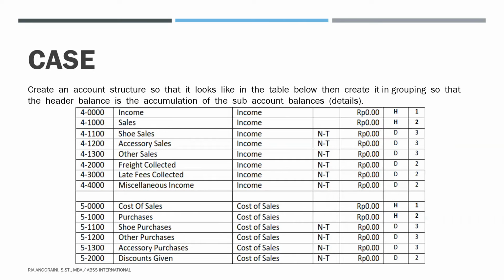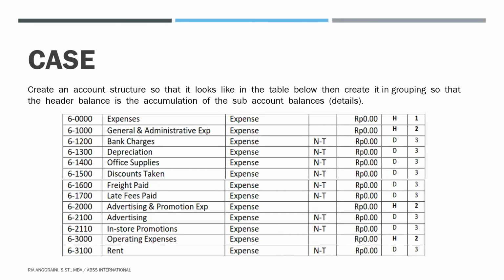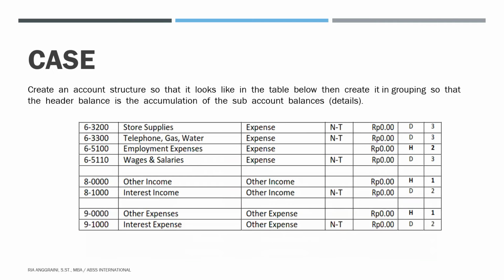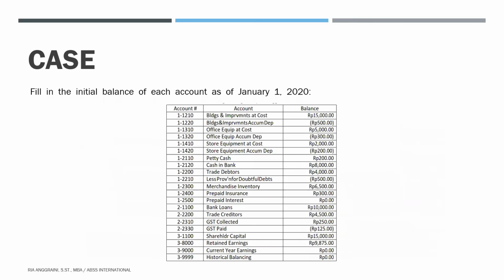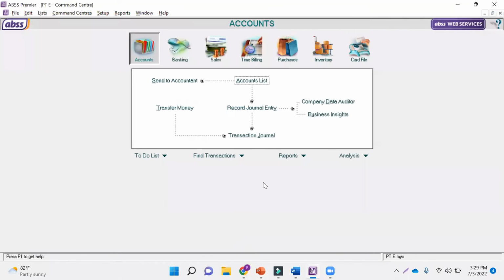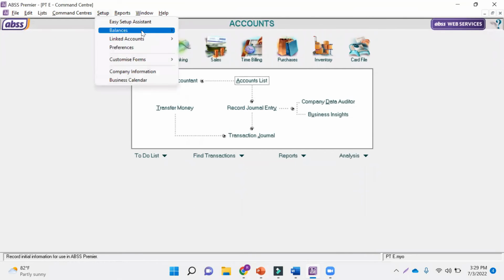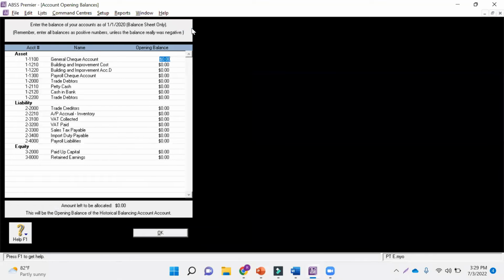Income, cost of sales, expenses, other income, and other expenses. All right. Furthermore, in the case, we have to fill out the initial balance of each account as of January 1st, which is the beginning year. Let's go to setup. We close this first. Setup, balances, account opening balances.